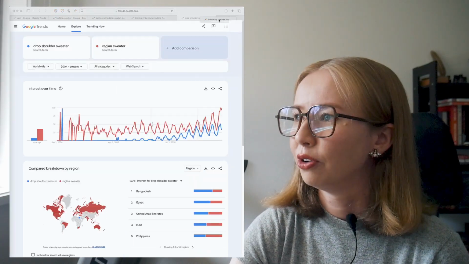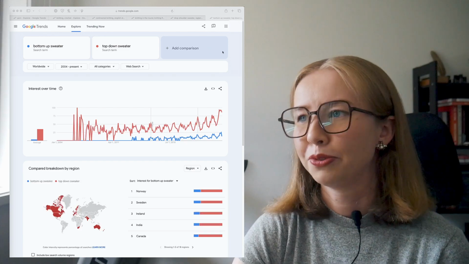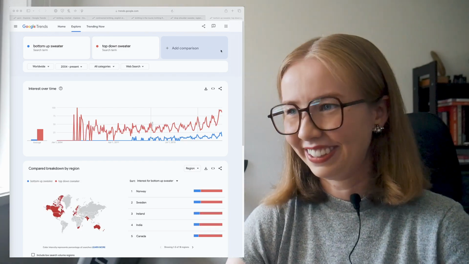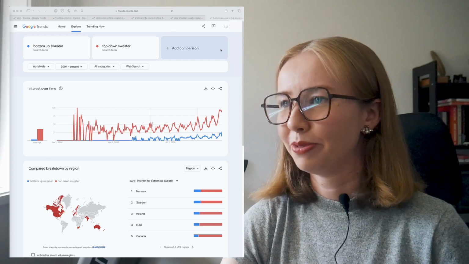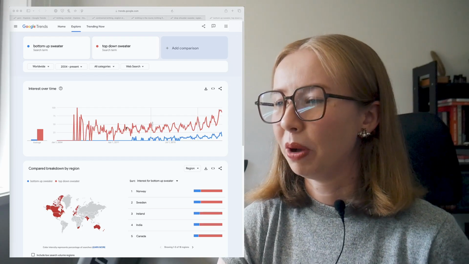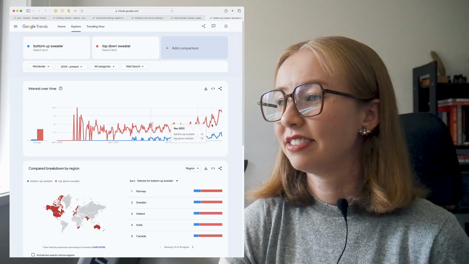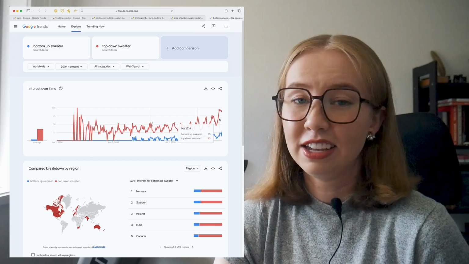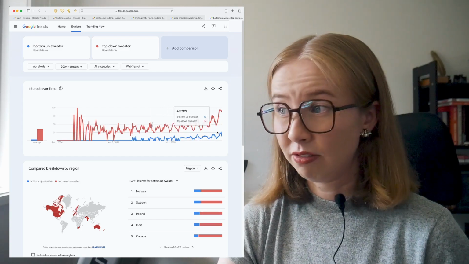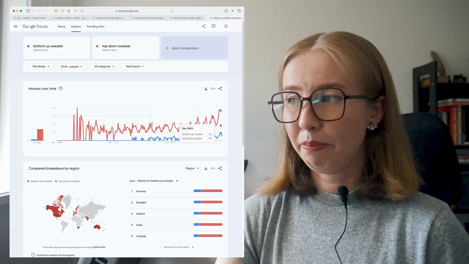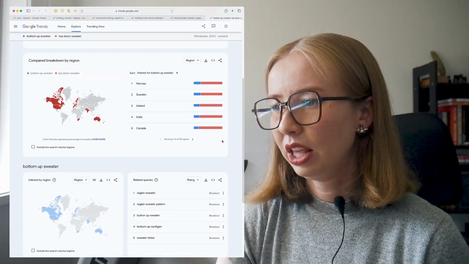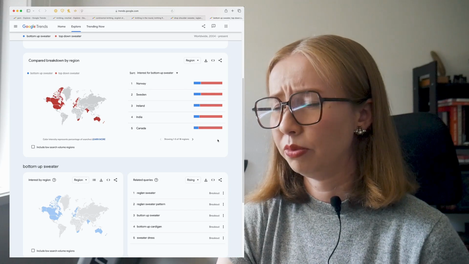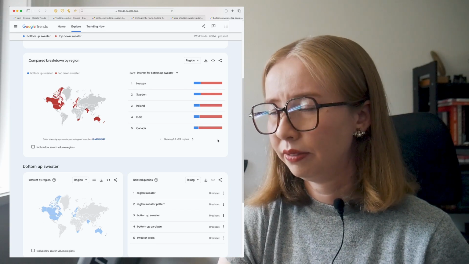Another construction that we've got to talk about, of course, is the bottom-up sweater versus top-down sweater. No surprises to me, top-down sweater absolutely smokes bottom-up sweaters. It's been more popular for a longer time, and it's still more popular. It's rising. To be fair, bottom-up sweaters are rising a little bit in popularity, but nowhere near as much as top-down sweaters are. And the countries searching for these two terms look pretty similar.